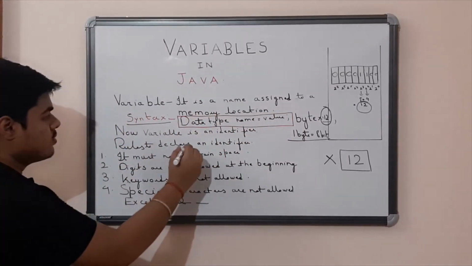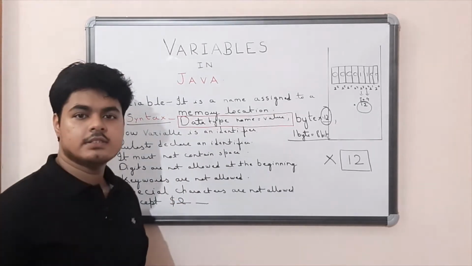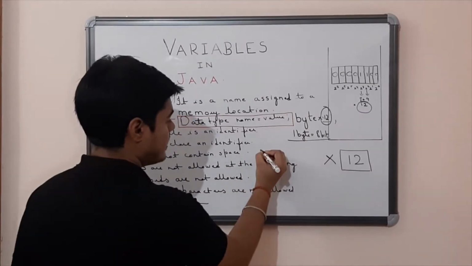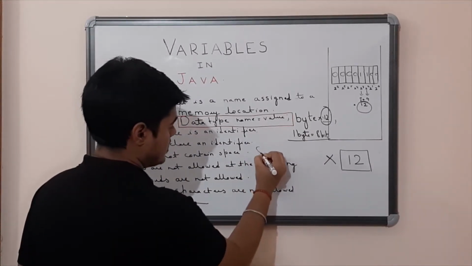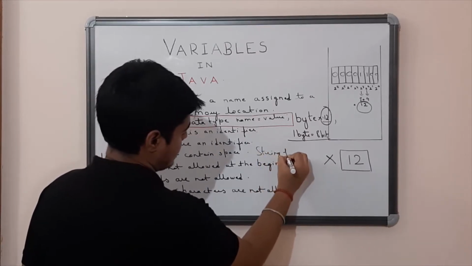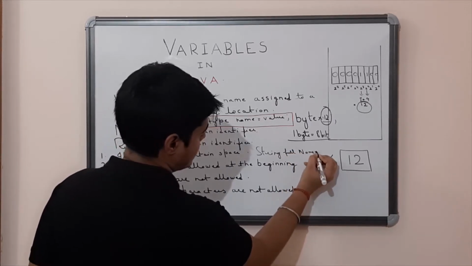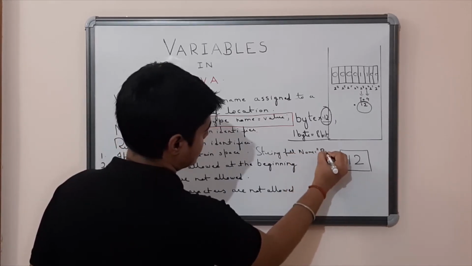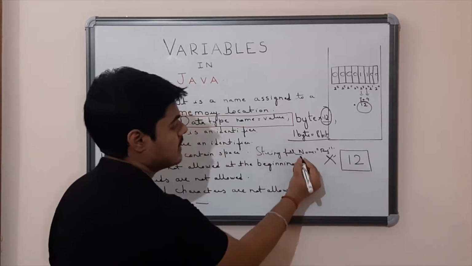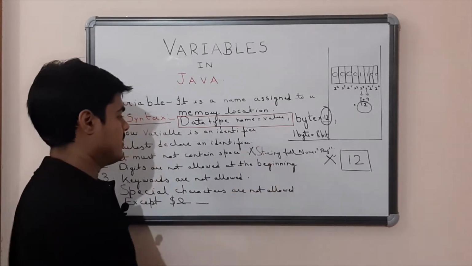Now there are certain rules to declare an identifier in Java. Number one is, it must not contain a space. Now suppose you are declaring a variable String full name equals some Raj. So here there is a space in the name of the identifier, so it is not a valid identifier.